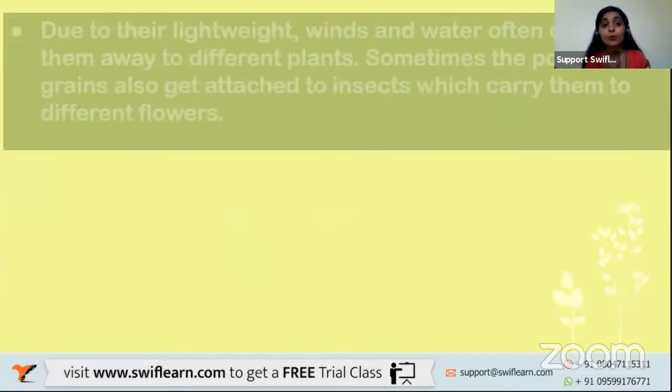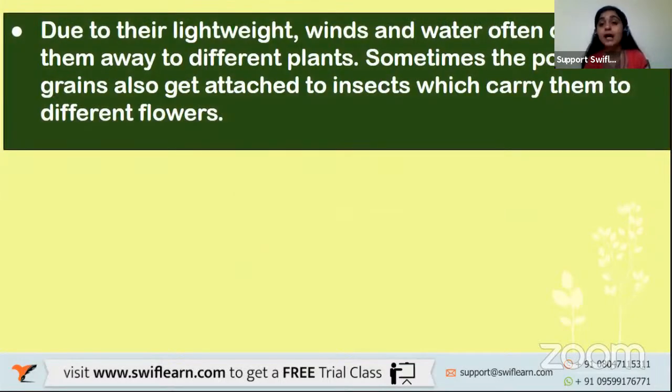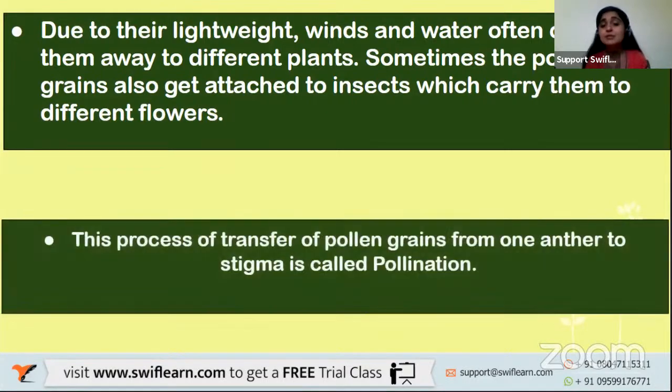Due to their light weight, wind and water often carry them away to different plants. Sometimes the pollen grains also get attached to insects, which carry them to different flowers. The process of transfer of pollen grains from one anther to the stigma is called pollination.